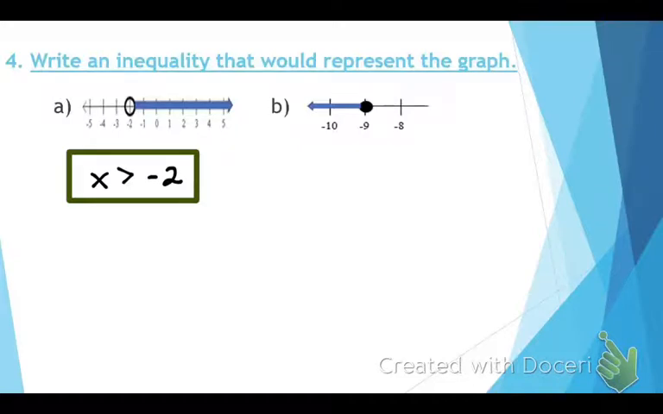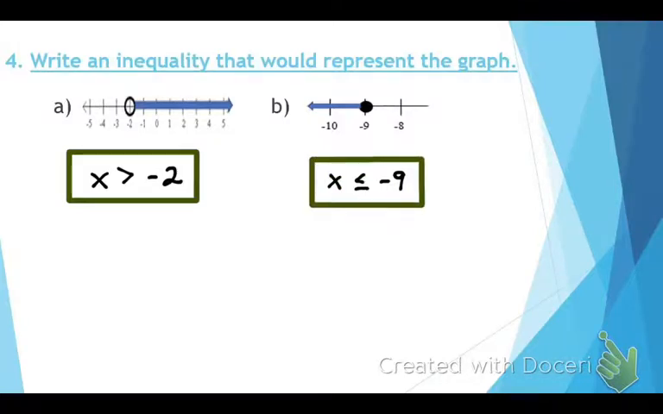All right, as I walked around, I'm very happy with what I saw. Guys, what's the answer? X is less than or equal to -9. Okay, a few people forgot their equal to sign. How do we know it's equal to? Because the circle is closed, or it's filled in. That means -9 could be a solution for this inequality.